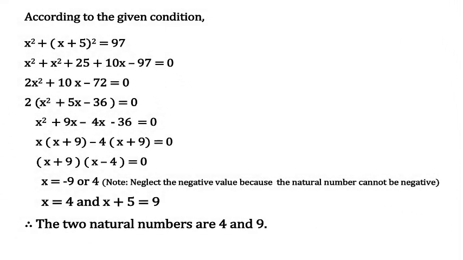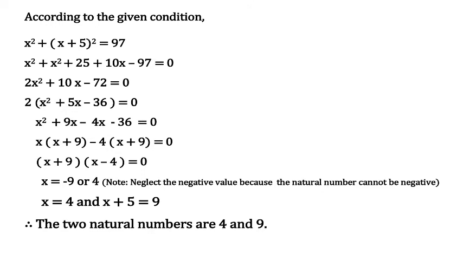Sum of whose squares? That is, the square of the first natural number is x square. The square of the second natural number will be x plus 5 whole square. Its sum is equal to 97. That means x square plus x plus 5 whole square is equal to 97. Simplify the equation, solve the quadratic equation, then the value of x will be equal to minus 9 or 4.